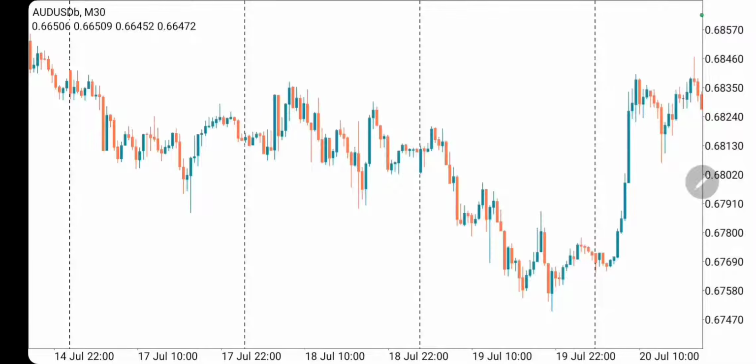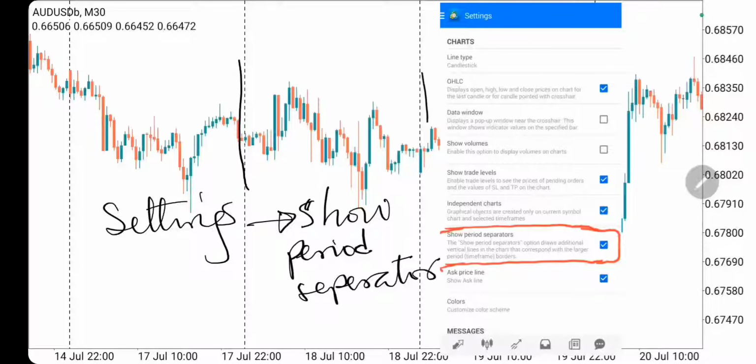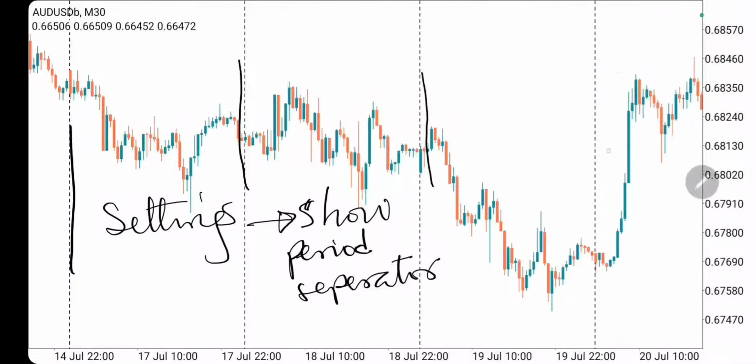So in your MT4, what you need to do is go to settings, and when you go to settings, you locate the button, or rather you check this show period separator. Okay, so these lines are actually period separators. They separate the periods, the days actually. Okay, so you need to activate this in order to trade this strategy effectively.